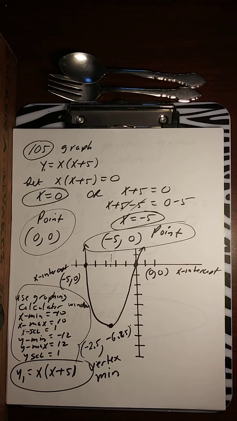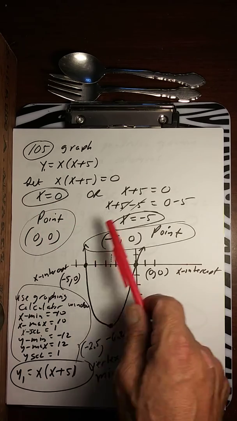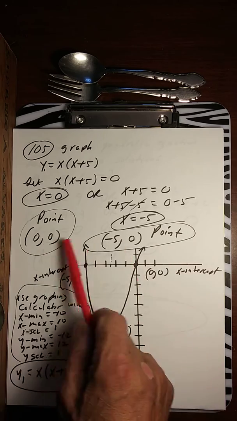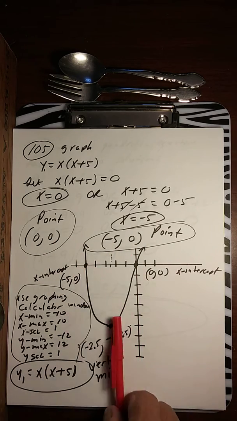Graph this one, same thing. Set that equal to 0. So x equals 0, that's one point. x plus 5 equals 0, minus 5, so x is negative 5. Negative 5, 0 is another point. Two points, and connect the dots, we're going to graph. Or let's put it in the calculator.